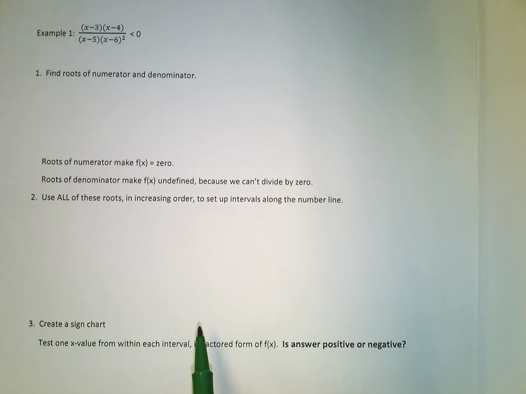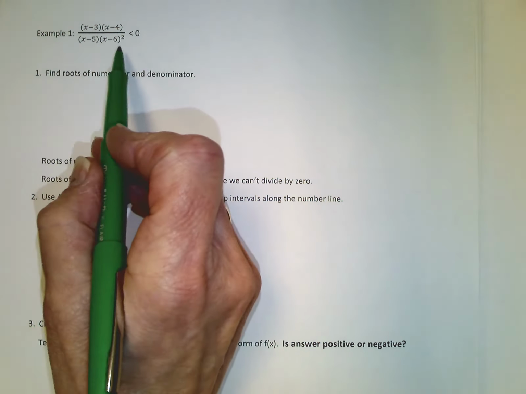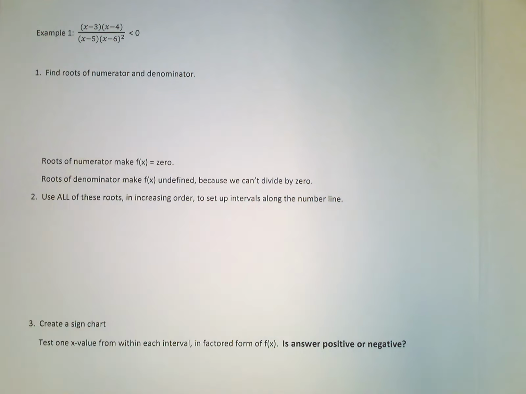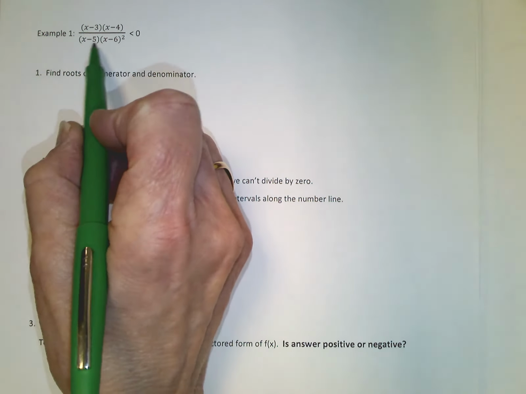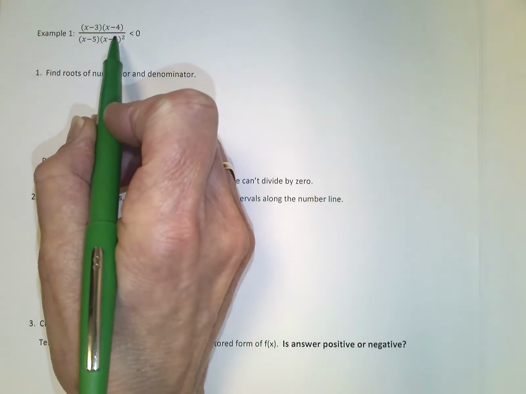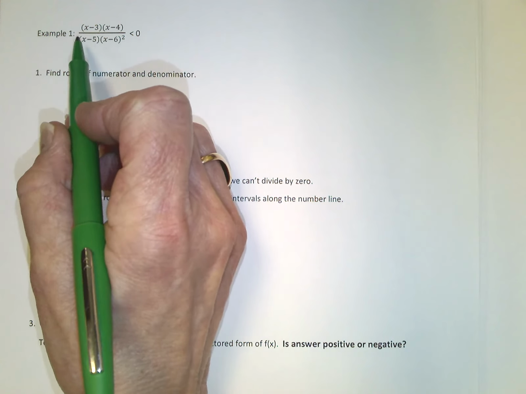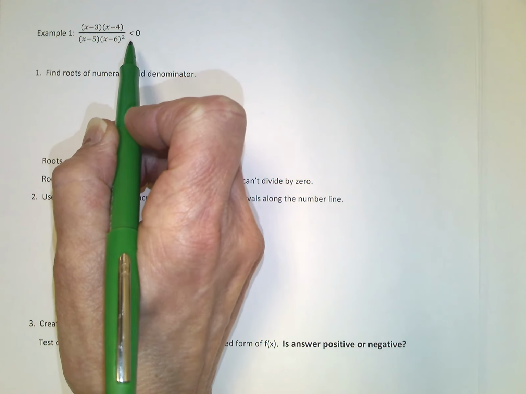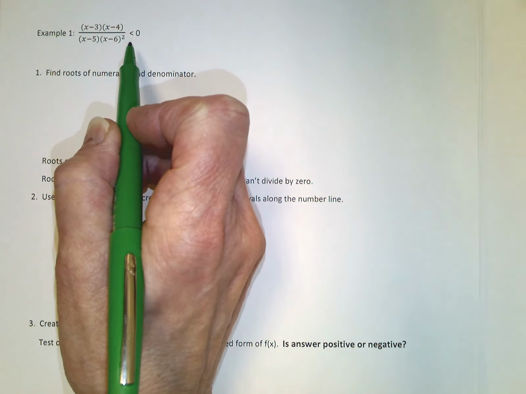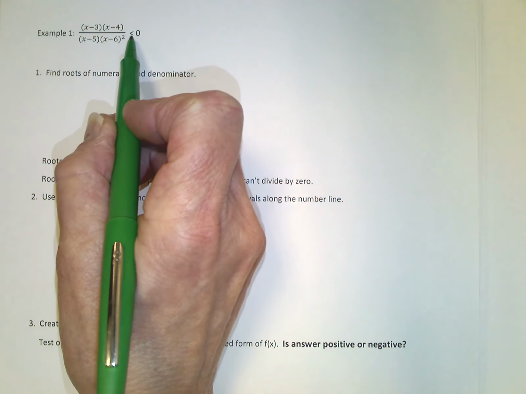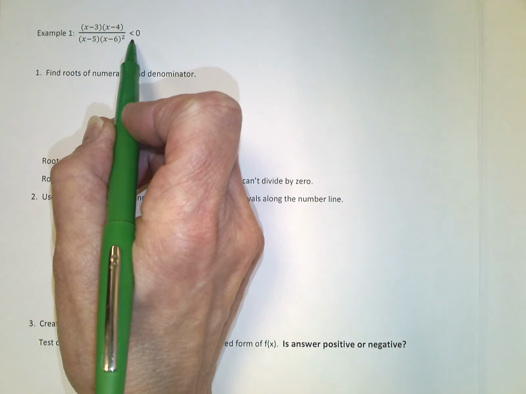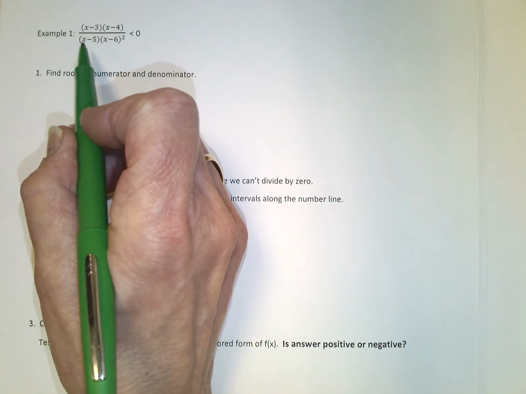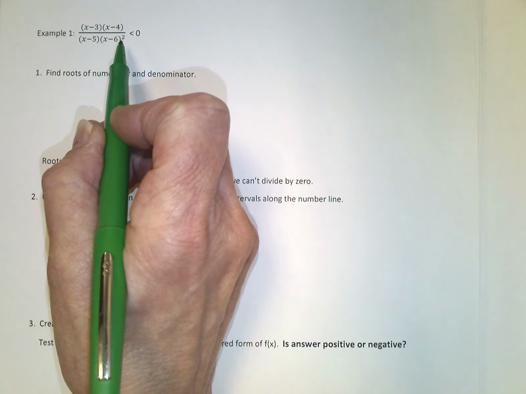So example 1, it is definitely a fraction and an inequality. Our job is to find what x values can we put in this expression and guarantee that the answer is going to be a negative number. Because it says the whole fraction has got to come out less than 0. So the solution to this would be what x values will promise that that's going to happen.